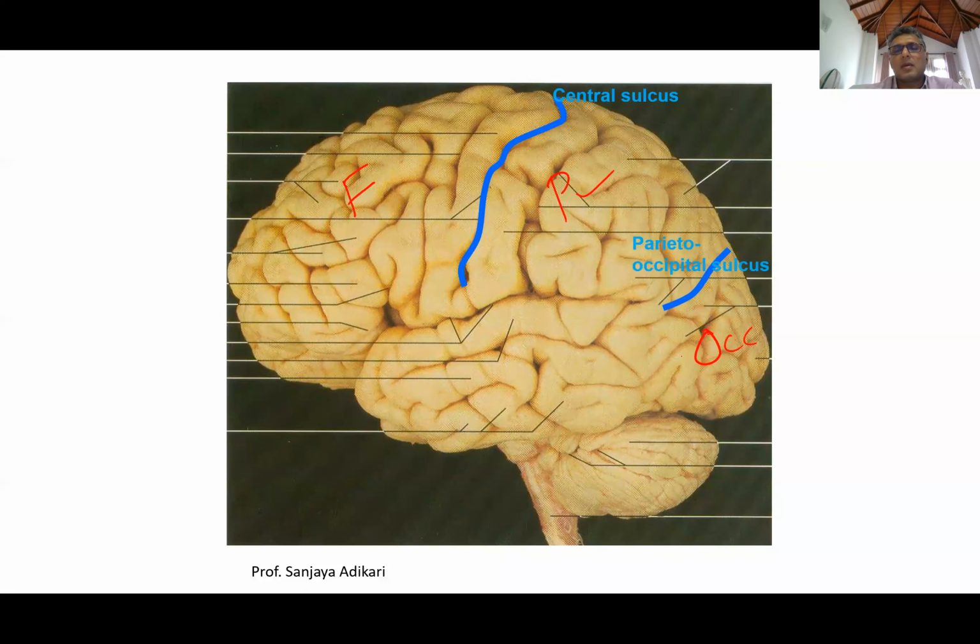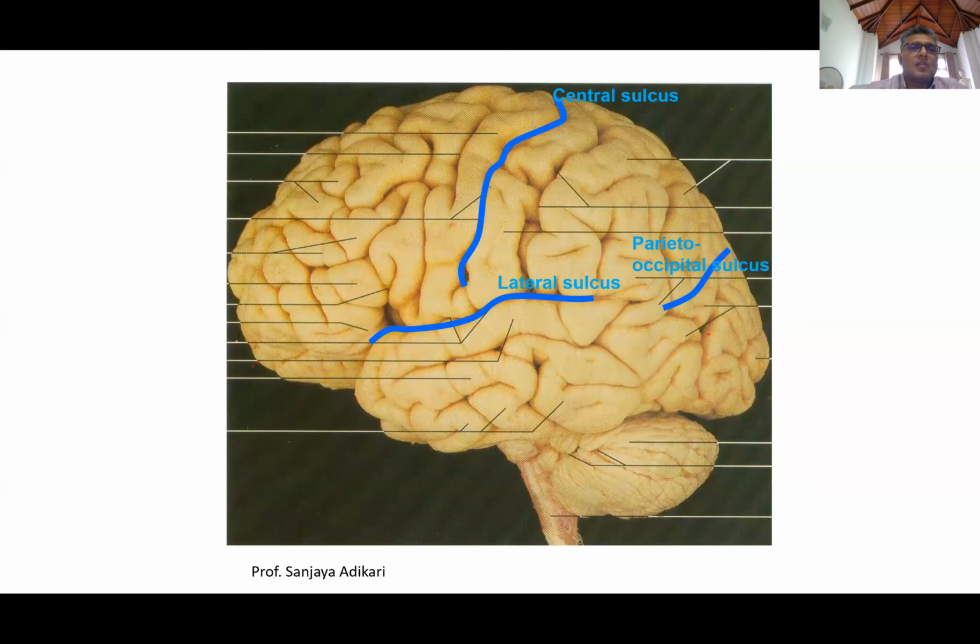Occipital lobe here. And there's another sulcus called the lateral sulcus, which separates the temporal lobe from the frontal and parietal lobes. So these three sulci actually separate the cerebral hemisphere into frontal, parietal, occipital, and temporal lobes. And the names of the lobes are based on the cranial bones overlying them.